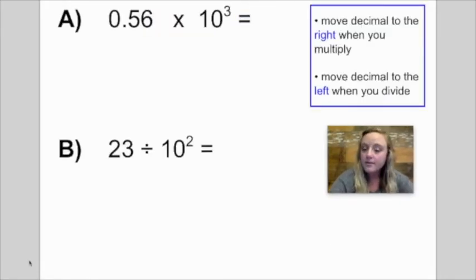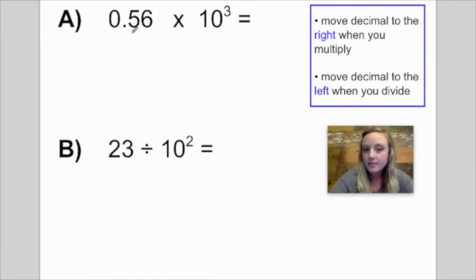Let's look at a couple more examples. Here's a little hint over here to move your decimal to the right when you multiply because that's going to make our number get larger. And we're going to move the decimal to the left when we divide because that's going to make our smaller equal groups. You can always use a place value chart if you need help with this. So let's look at the first one.